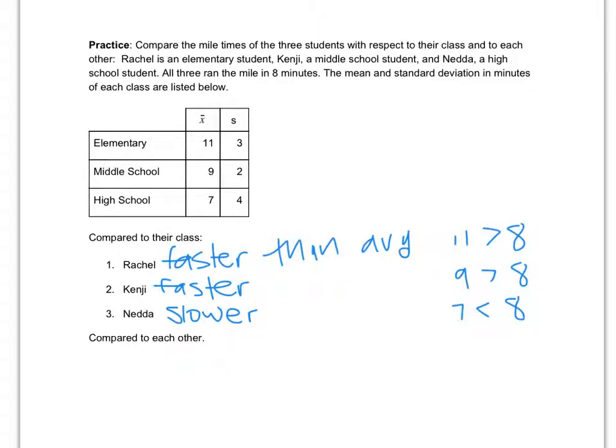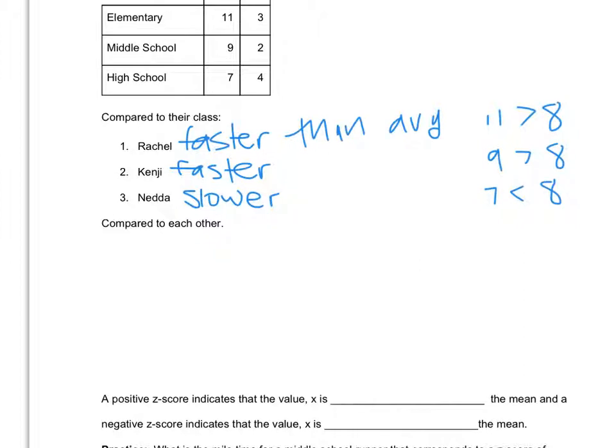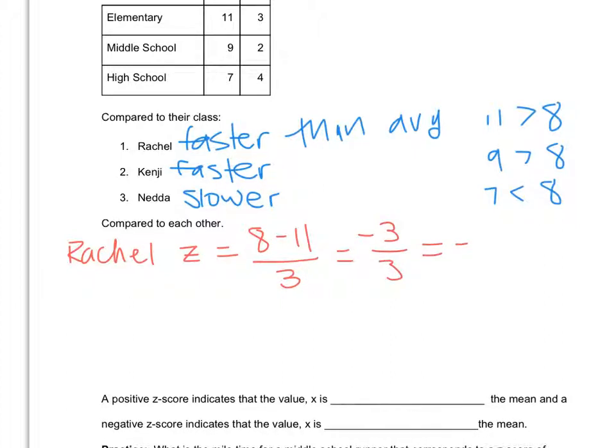But what if we want to compare them to each other, and compare who was more faster than average or slower than average relative to their classmates? To do that, we need to know standard deviations. So let's look at the z-score for Rachel. If her mile time is 8, we take 8 minus the mean for her class of 11, divided by the standard deviation of 3, which equals negative 3 over 3, so her z-score is negative 1.